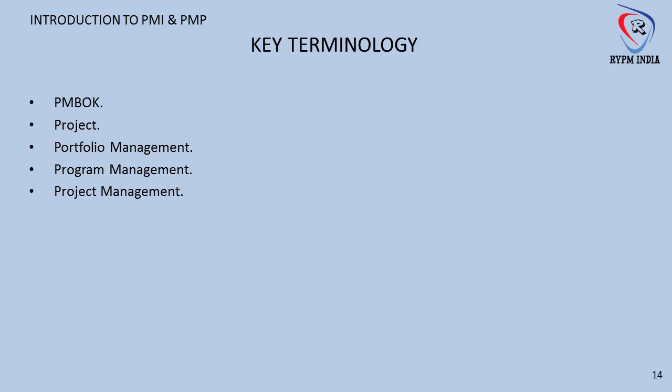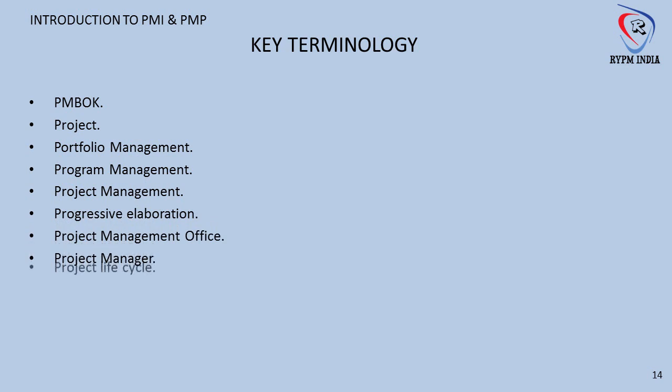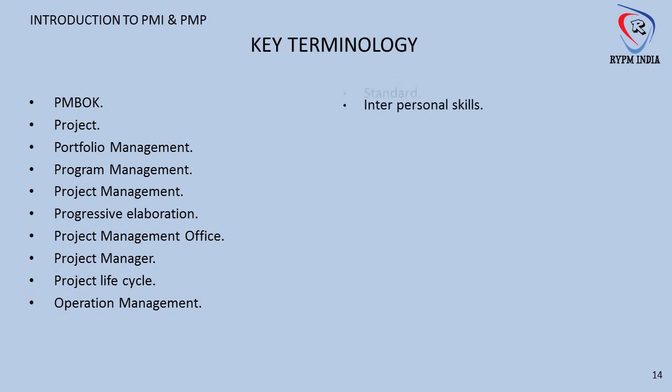Key terminology. In this chapter we have heard the following keywords. Please note them down on a piece of paper and try to recollect what you heard about the keywords, and write the remembered points on a piece of paper. PMBOK. Project. Portfolio management. Program management. Project management. Progressive elaboration. Project management office. Project manager. Project life cycle. Operation management. Interpersonal skills. Standard.